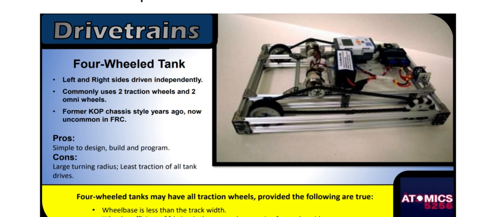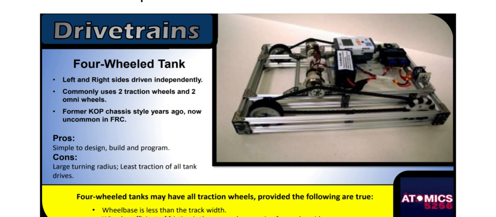Okay, so yeah, four wheel tanks are pretty rare. You don't see these in FRC nearly as much as you see in other smaller robotics competitions. Four-wheel tank drives are really not that common. You don't get a lot of traction, you don't get a lot of stability. It's really not the best. But essentially, you just use two traction wheels in the back and then two omni wheels in the front. You can even see that the image on the screen is not even an FRC robot, actually. It's pretty small.